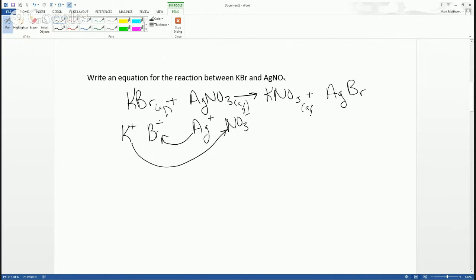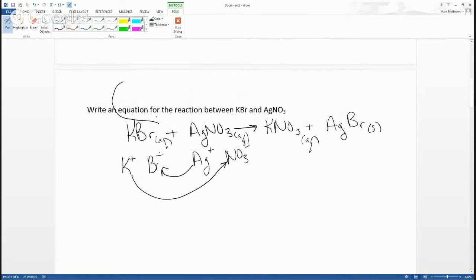And potassium nitrate should be aqueous, and silver bromide is predicted to be insoluble, so it'll be a solid phase. Remember, the S stands for solid, not insoluble, or not soluble, excuse me. Solid, not soluble. So that should be our reaction, or our equation for this reaction.